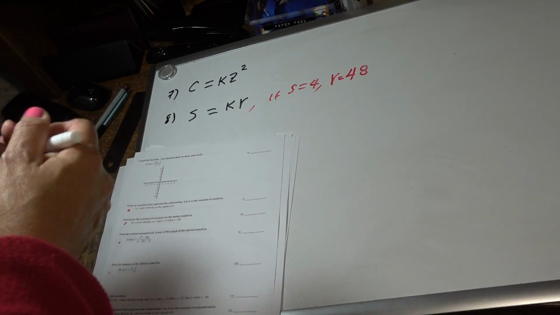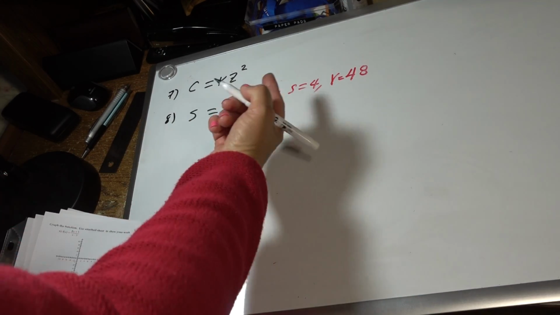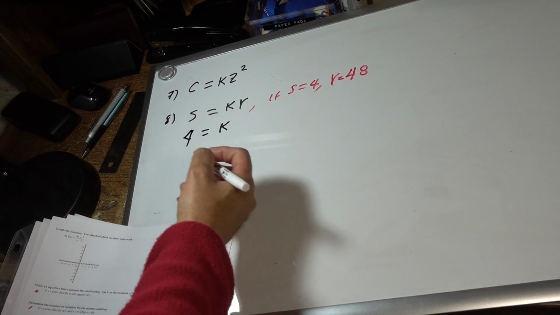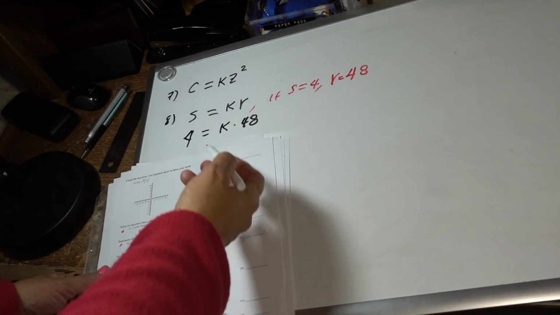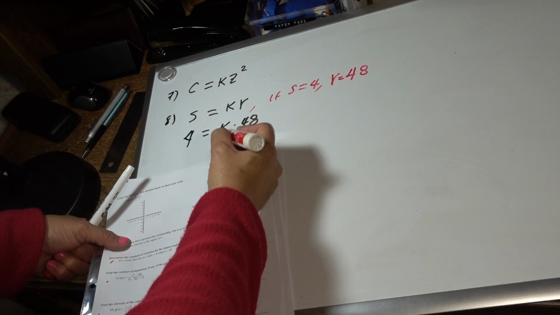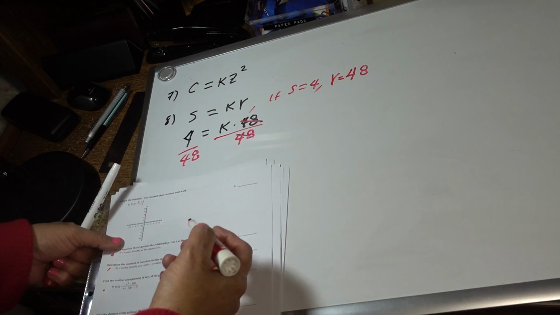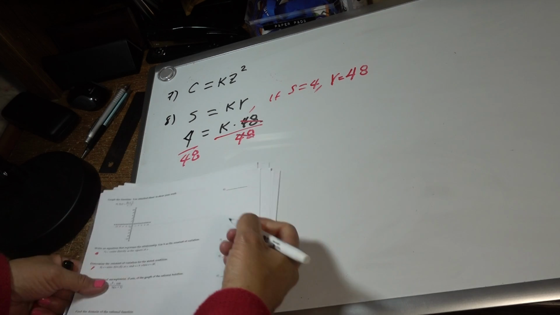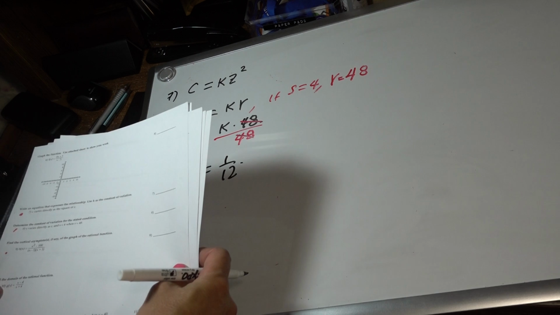So in other words, we just have to plug in these values in the original equation and isolate K. So S is 4, this is K, and this is 48. In order to isolate K, we divide both sides of the equation by 48. K is 1 over 12. Just reducing the fraction, K is equal to 1/12. That's number 8.